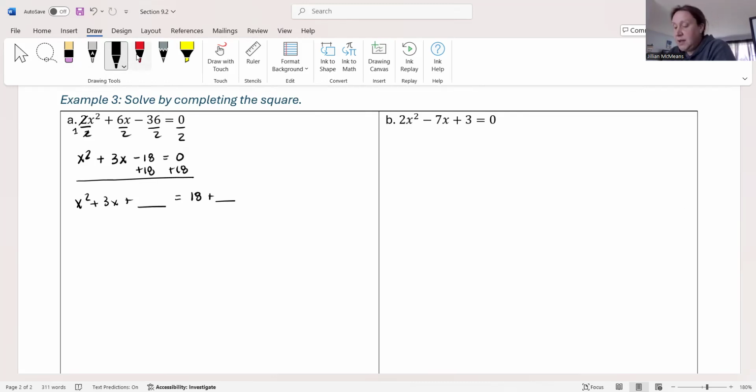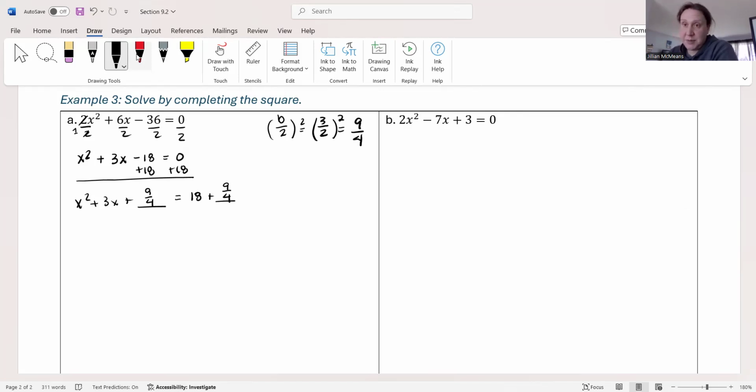Okay? Now, the coefficient of x, that is b. So we need to figure out what b over 2 squared is. Well, in this case, b is 3. 3 over 2 is just 3 over 2. Unfortunately, it doesn't simplify. So we get 3 over 2 squared, which is really 9/4. So I get 9/4 added to the left, and then 9/4 added to the right.